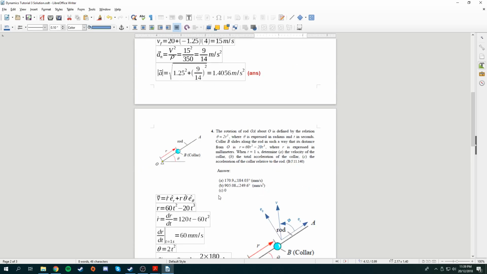So that's why it's 0 over here. They're just trying to ask for the acceleration of the collar relative to the rod. Since r double dot is 0, that means there is no acceleration relative to the rod. That's why part C is 0.